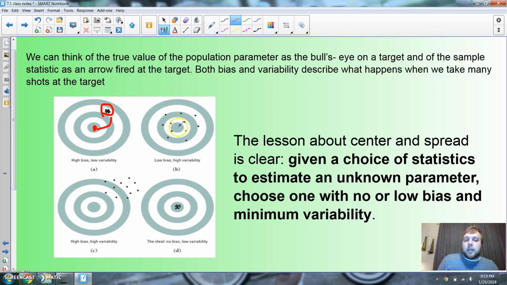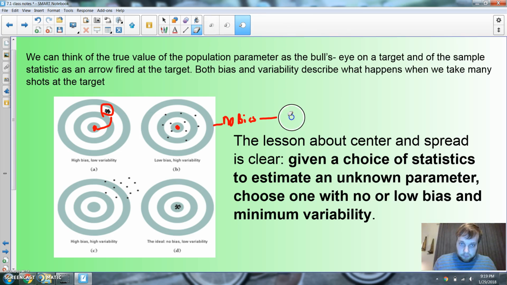This one is kind of centered around the target, so I would say there's no bias present. But what do we notice about the shots? It's scattered. So there's no bias, but it has a small sample, because small samples mean more variability.